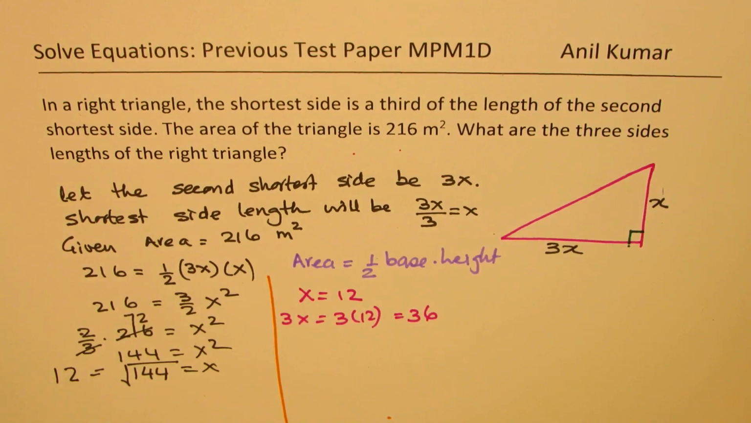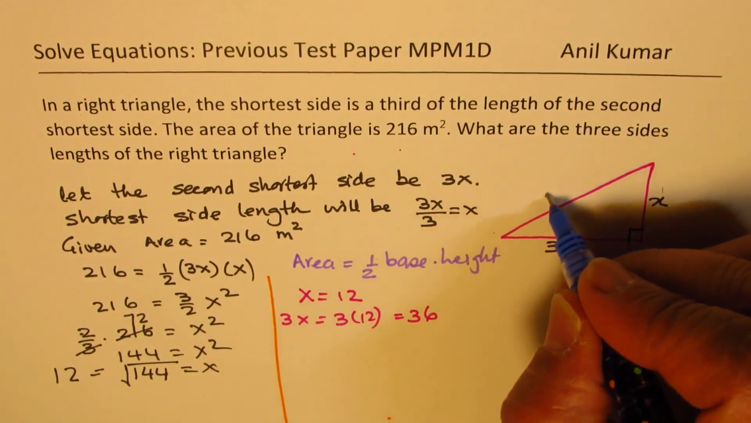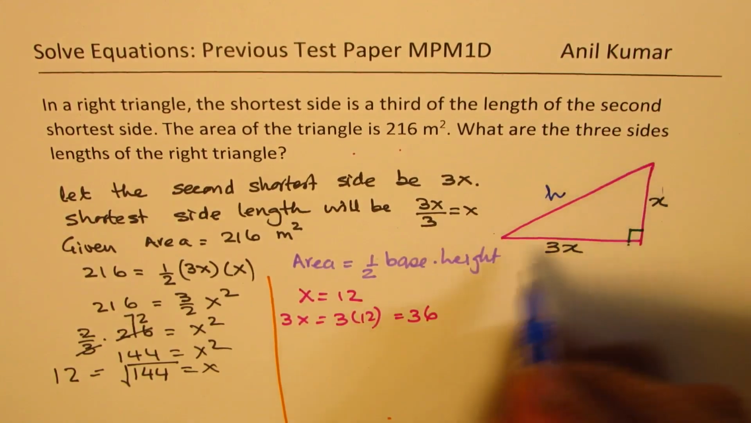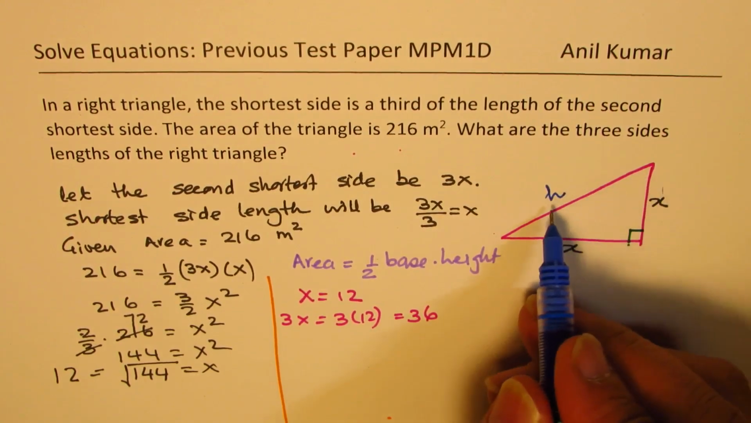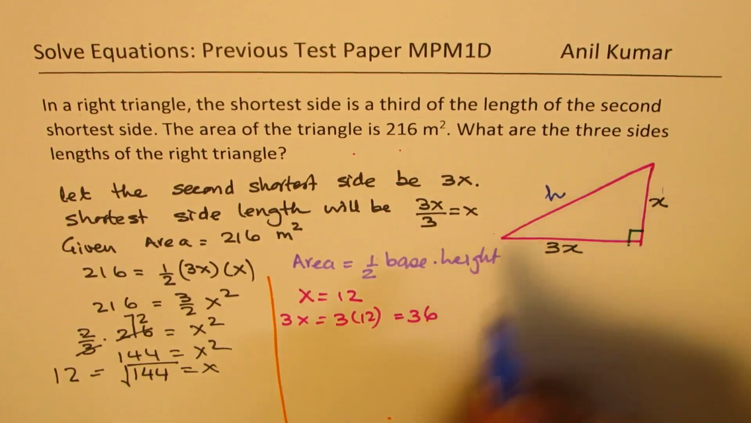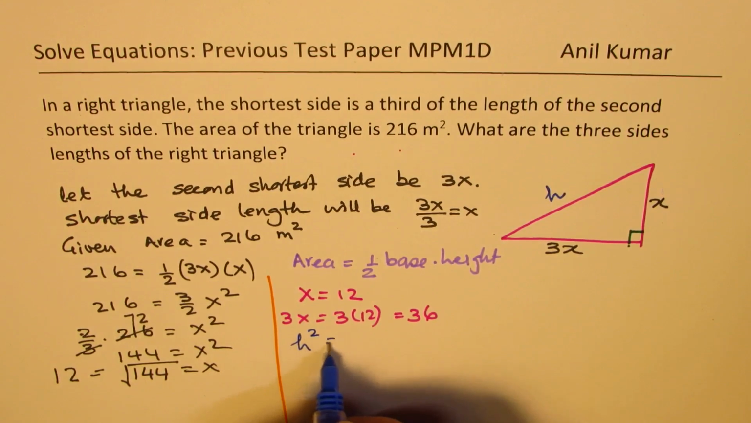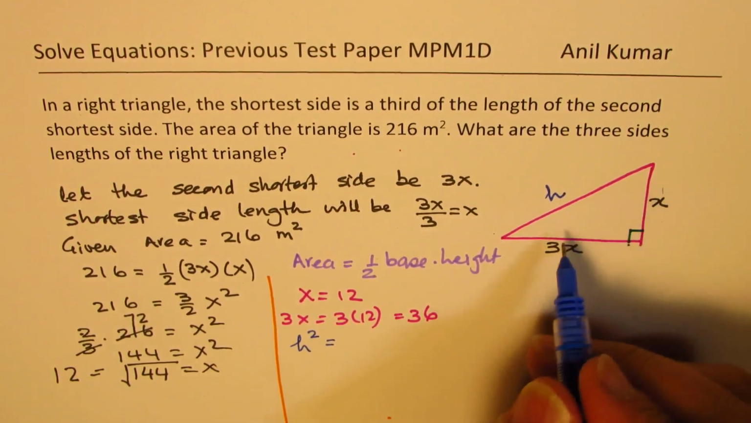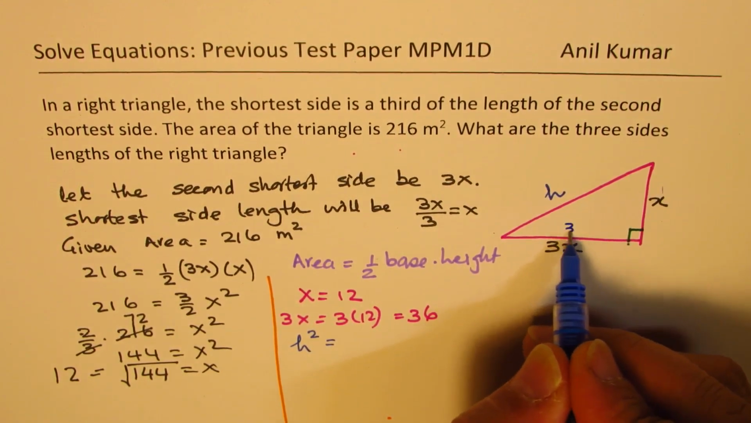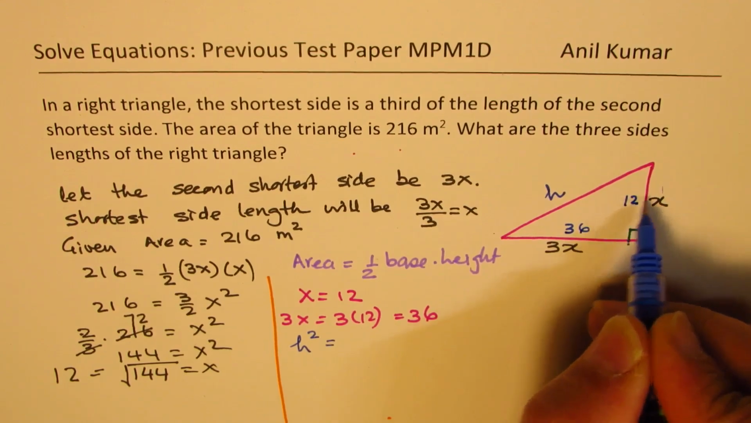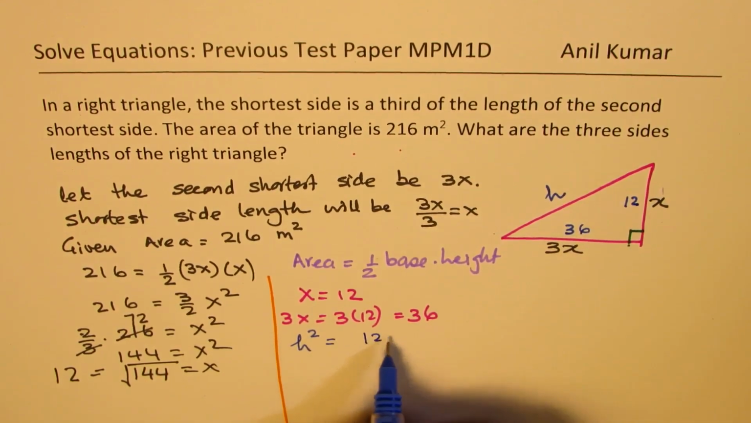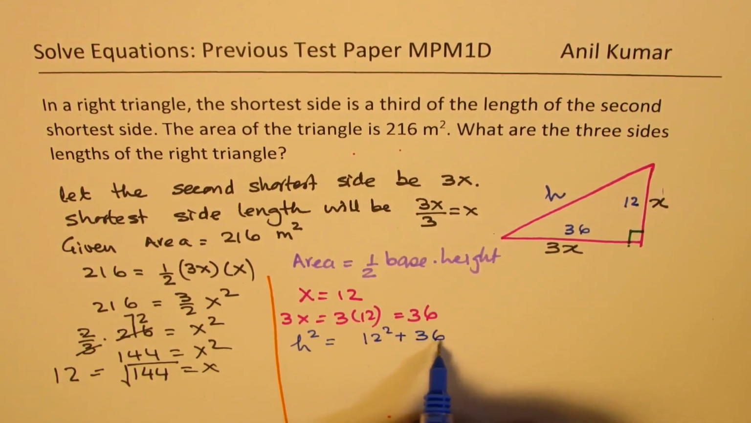We need to find all the three sides, right? So the hypotenuse h is how much? We'll use the Pythagorean theorem to find this length. So h square is equal to the sum of squares of these two. Now these sides are 36 and 12, correct? So we can write h square is 12 square plus 36 square, correct?